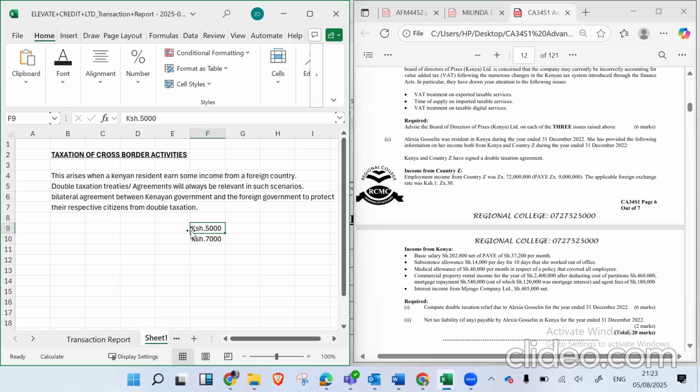But if there is no double taxation agreement between Kenya and Uganda, then we'll not consider the 5,000. You already paid 5,000 in Uganda. When you come to Kenya, you calculate our tax, you're supposed to pay 7,000. So you suffer twice. But if the foreign tax, yes, Richard.